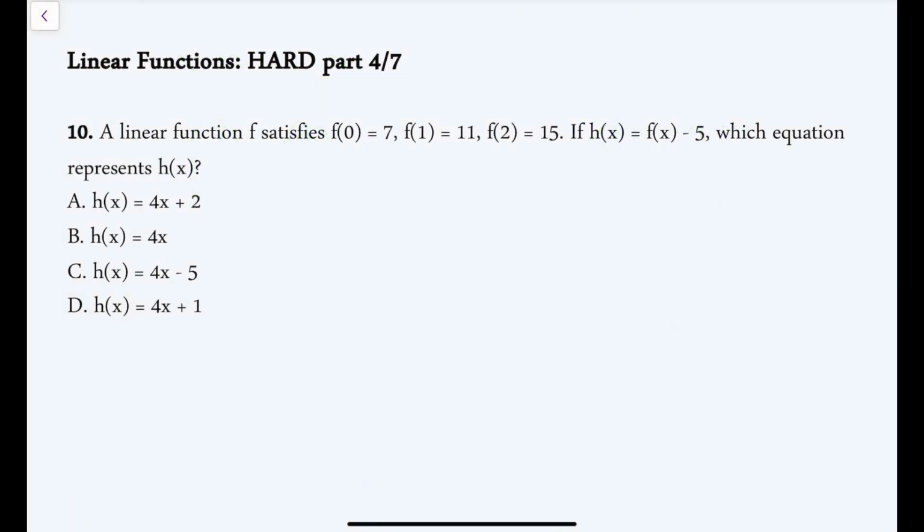Hard. A linear function f satisfies f at 0 is equal to 7, f at 1 is equal to 11, f at 2 is equal to 15. If h of x is equal to f of x minus 5, which equation represents h of x?